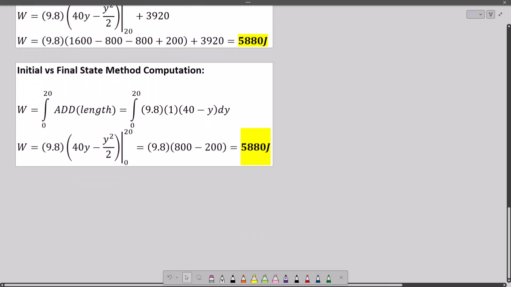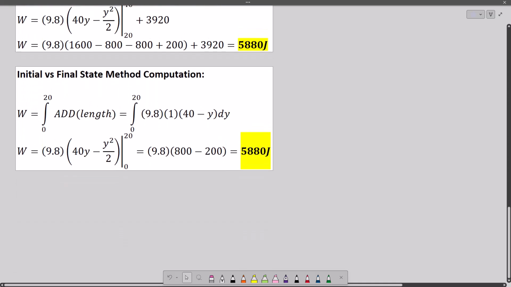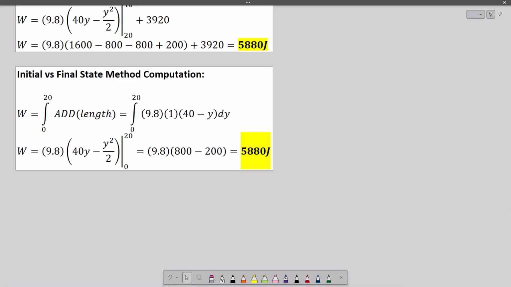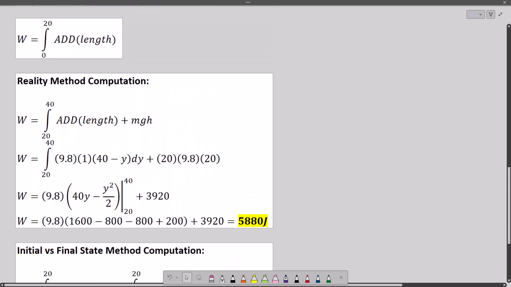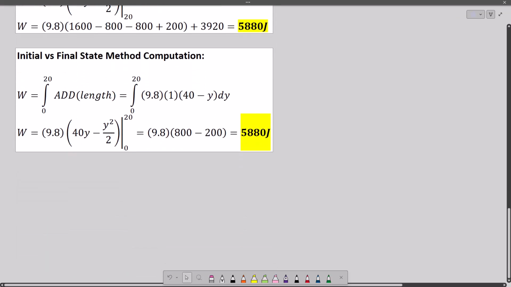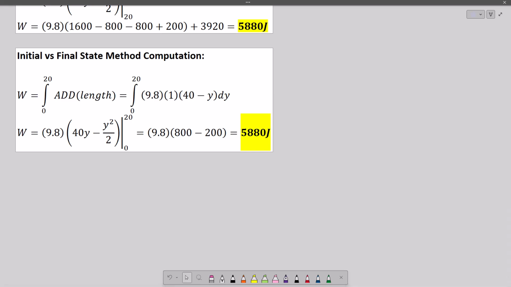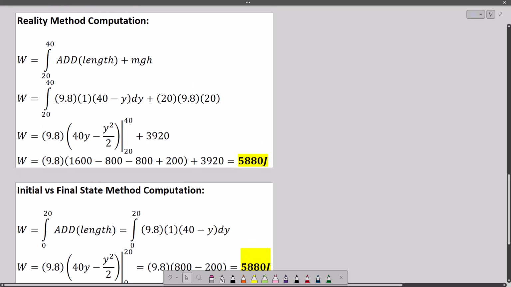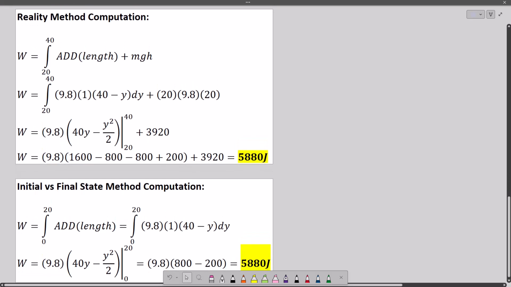And here's the other method. Notice the distance that they're traveling is 40 minus y, still going to be 40 minus y, but they're going further because it's 0 to 20. So the numbers are going to be bigger over here. You're subtracting off the lower links, and you get the same answer. So those are two different ways to think about it if you're only partially winching the chain up.